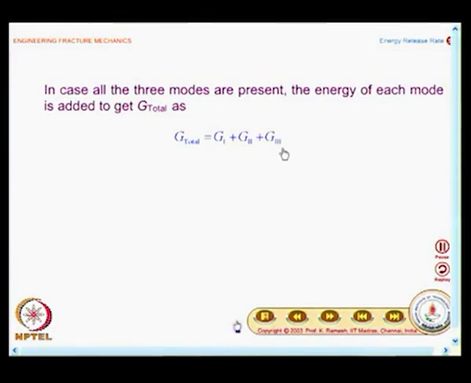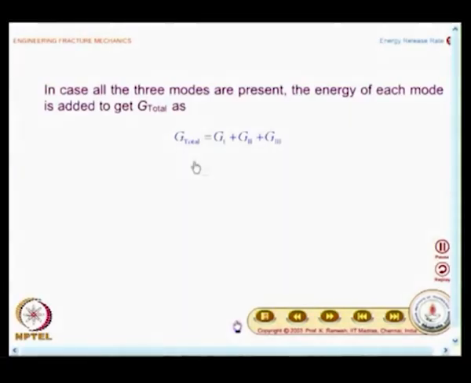See, mind you, it is an energy quantity, so I can add all 3 of them. I cannot add K1 plus K2 plus K3, I cannot do that. When I use principle of superposition, if different loads provide mode 1 loading, then I can add for those sub problems K1A plus K1B plus K1C, so on and so forth. In fact, we would have a separate chapter on evaluating stress intensity factor for finite bodies, where we would use principle of superposition and we would handle that carefully.